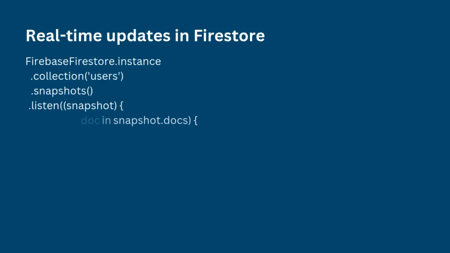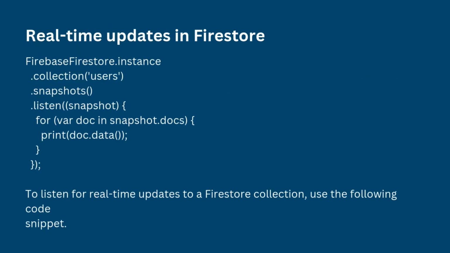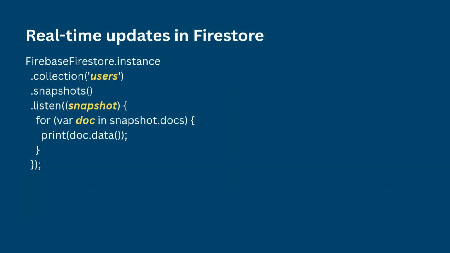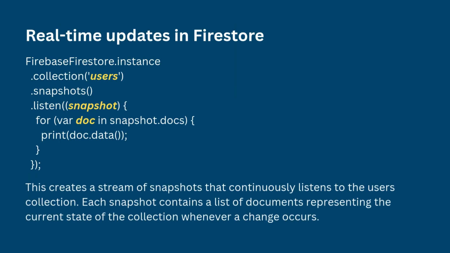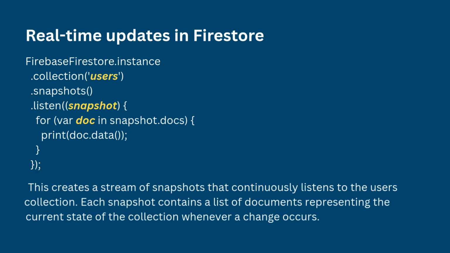To listen for real-time updates to a Firestore collection, use the following code snippet. This creates a stream of snapshots that continuously listens to the users collection. Each snapshot contains a list of documents representing the current state of the collection whenever a change occurs.